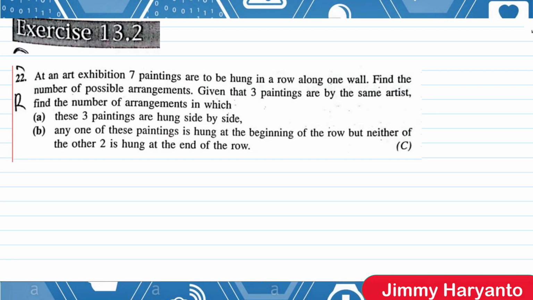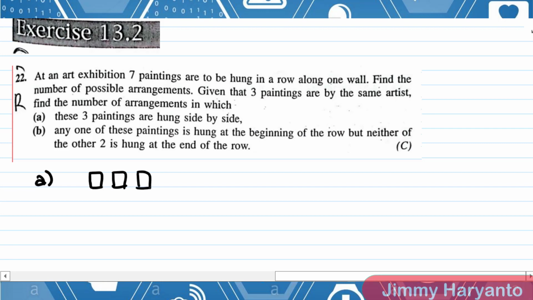At an art exhibition, 7 paintings are to be hung in a row along one wall. Find the number of possible arrangements given that 3 paintings are by the same artist. Find the number of arrangements in which these 3 paintings are hung side by side. Okay, side by side, ya. Berarti kayak tadi, ya. 1, 2, 3, 1, 2, 3, 4.